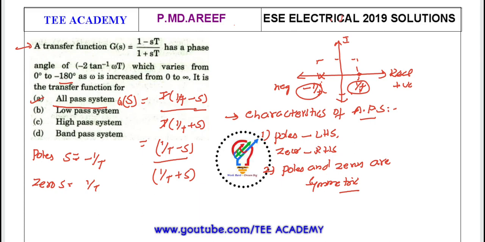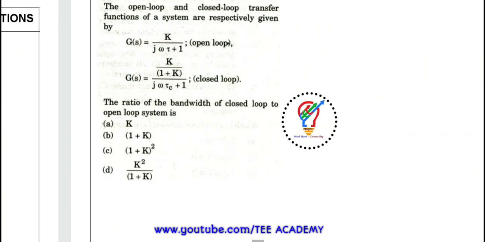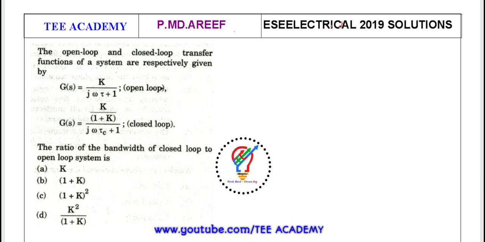Okay, hope you understand this question. We will move to the next question here. The second question: the open loop and closed loop transfer functions of systems are given by G(s) = K/(jωT + 1), and the closed loop G(s) = K/(1 + K + jωTc), or tau c plus 1. So it's a closed loop system.